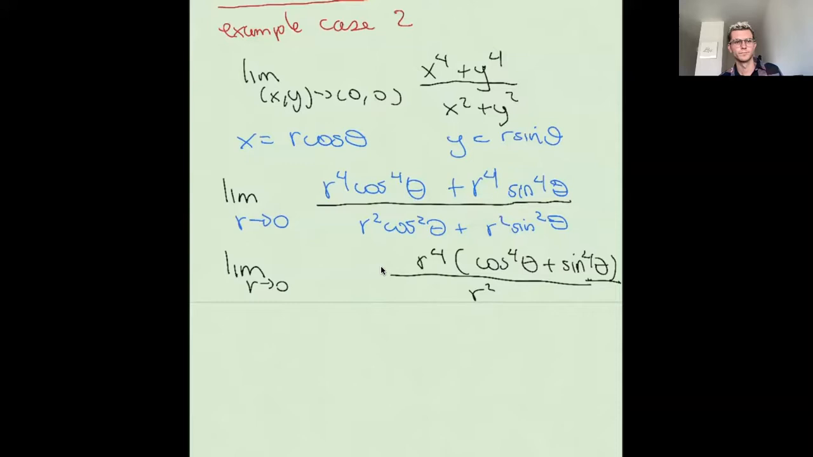You're asking why not r to the four on the bottom? Oh, it's because you're just squaring x and y at the bottom. So you cannot get a power four anywhere in the denominator.